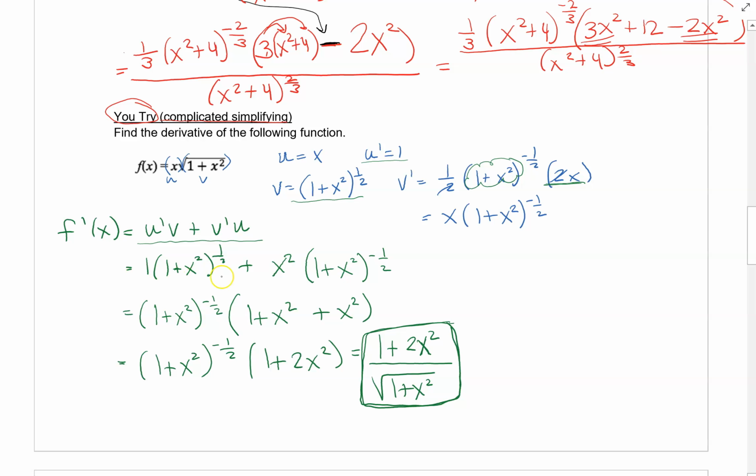Then I plugged everything into the product rule formula and noticed I had the same bases, but one with a positive power and one with a negative power. So I factored out the one with the negative power. This is what I had remaining, and then I combined my like terms, which became my numerator, and then I just moved the negative rational exponent to the denominator and rewrote it as a square root.